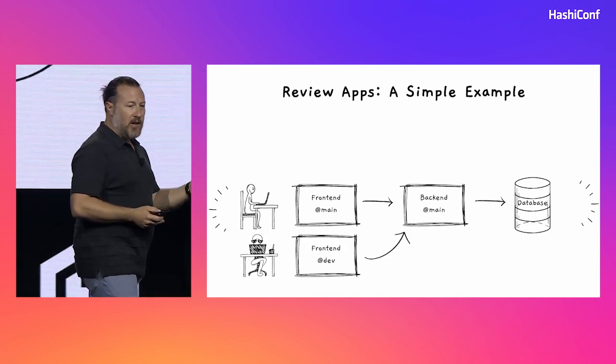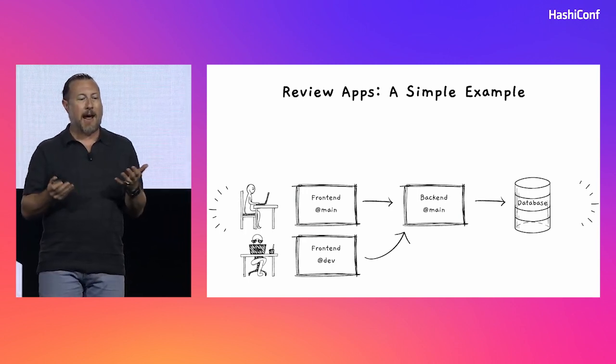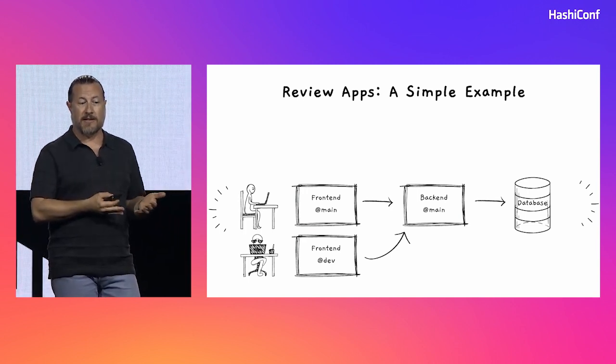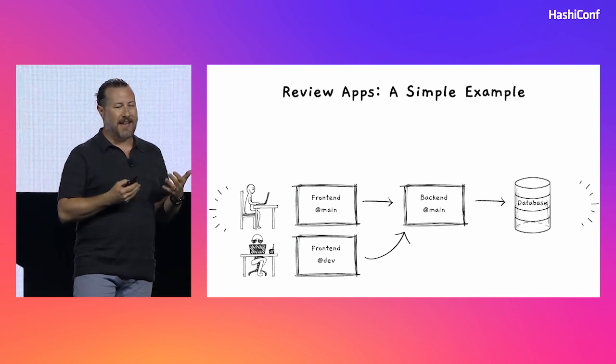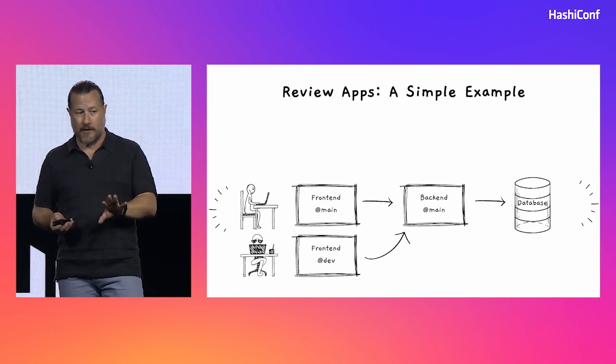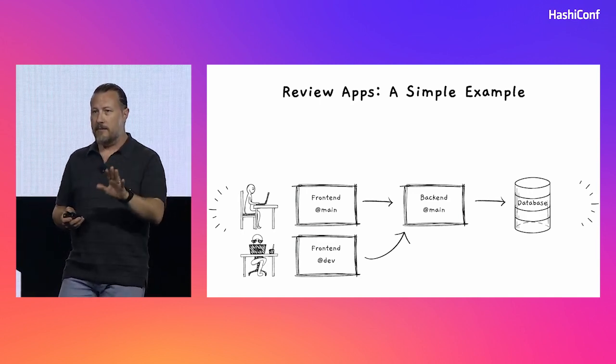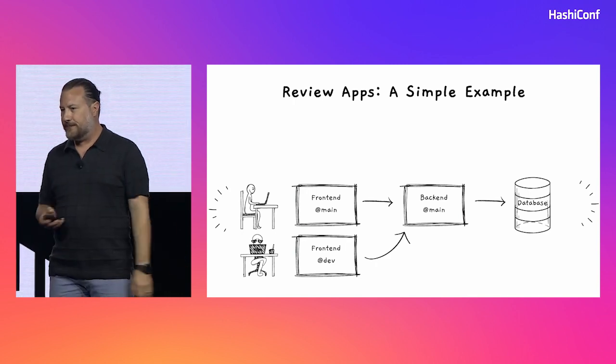With a review app, a developer working on the front end in a branch called dev deploys a review app. That application runs parallel to the original instance of the front end, and it is accessible at its own URL for validation by the developer and others in the organization. Both instances of the front end communicate to the same stable instance of the back end application.